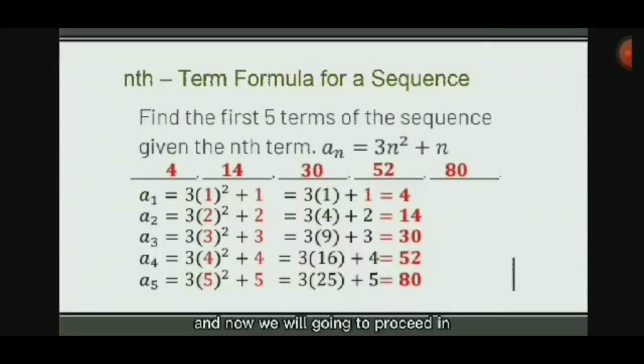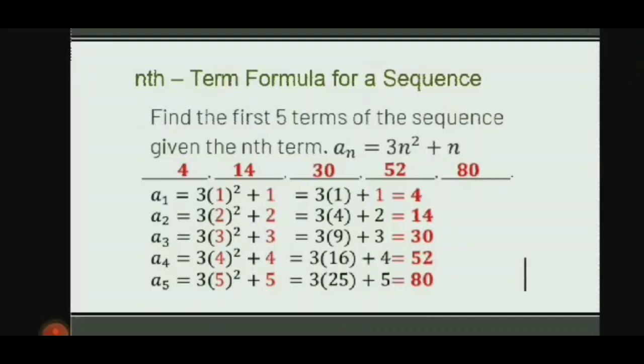And now we will proceed to the n-term formula for a sequence. Find the first 5 terms of the sequence given the nth term a_n equals 3n squared plus n. If we are dealing with an n-term formula and we will find the first 5 terms, all we need to do is substitute and then perform the operation after the substitution. So to find the first term, all we need to do is to substitute n with 1. So let's try it out.